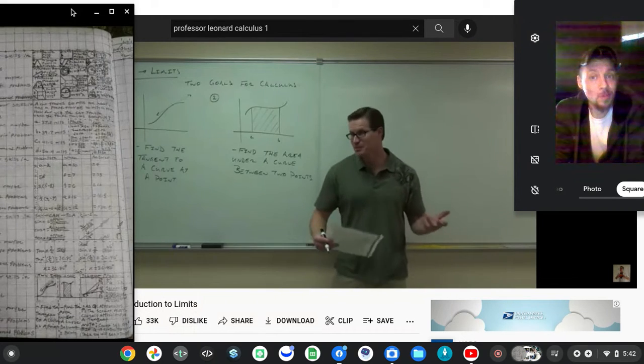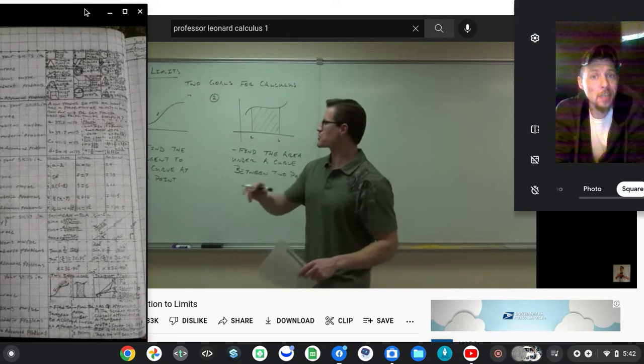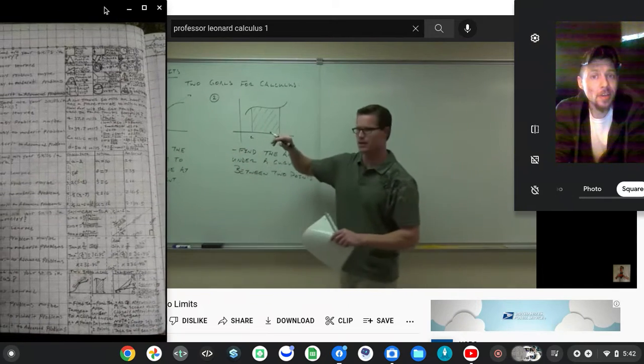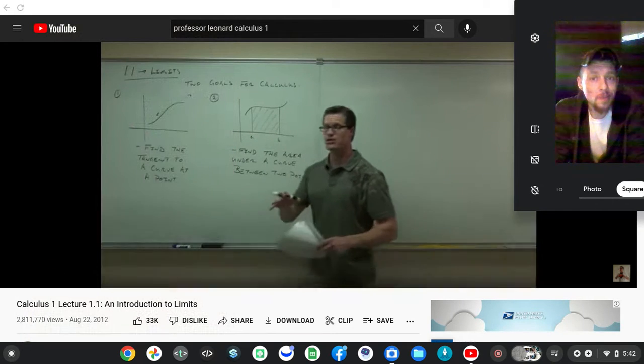Okay, so we're finding the slope of a curve at a point, and first we're talking about the tangent problem. I'll give you a very intro to the area under a curve between two points, but I'll talk about it later on. We're going to talk about this for most of our day today. So let's talk about the tangent problem.